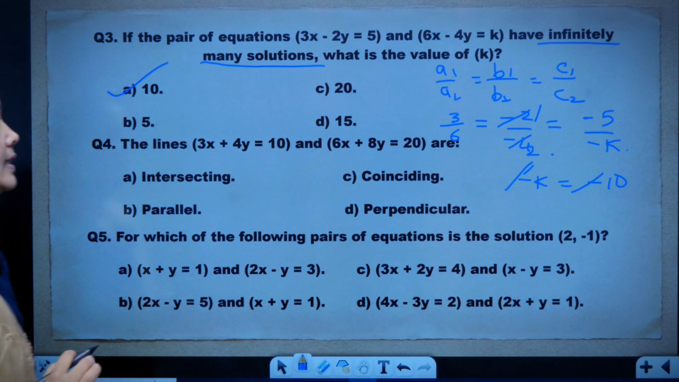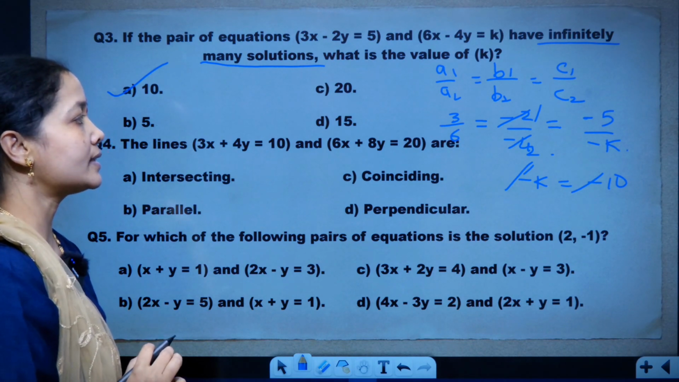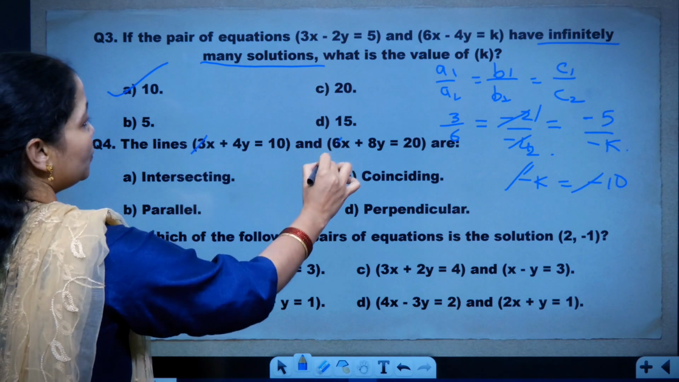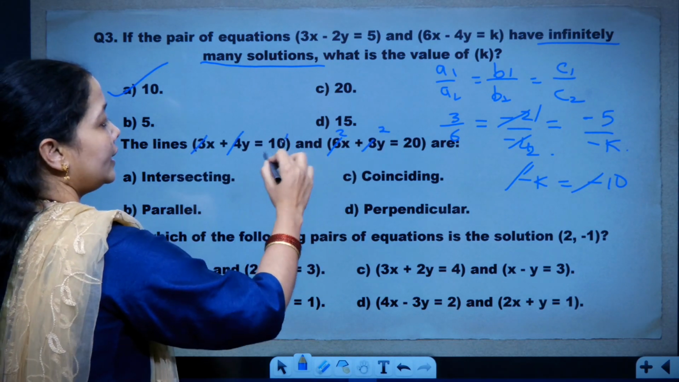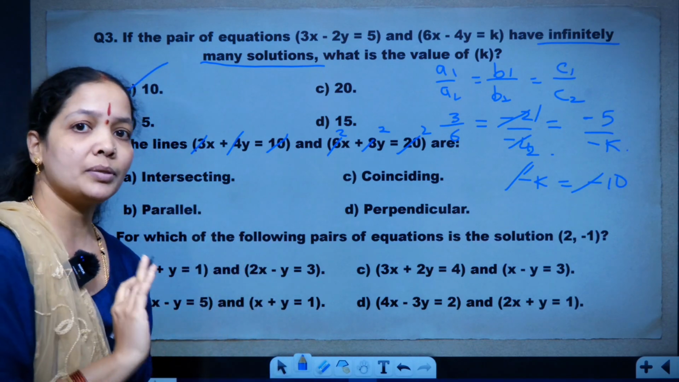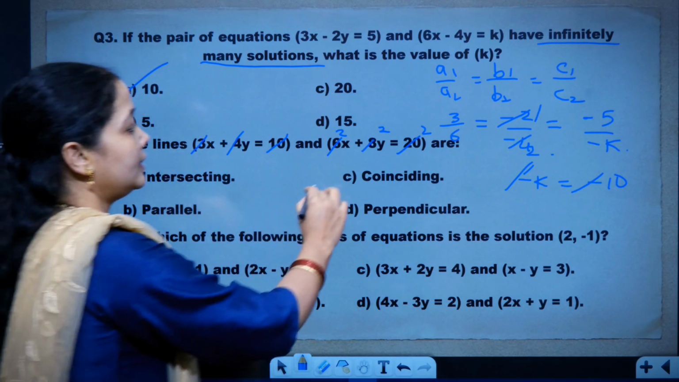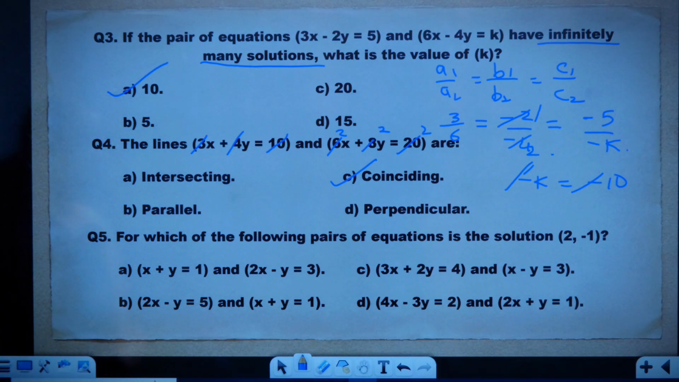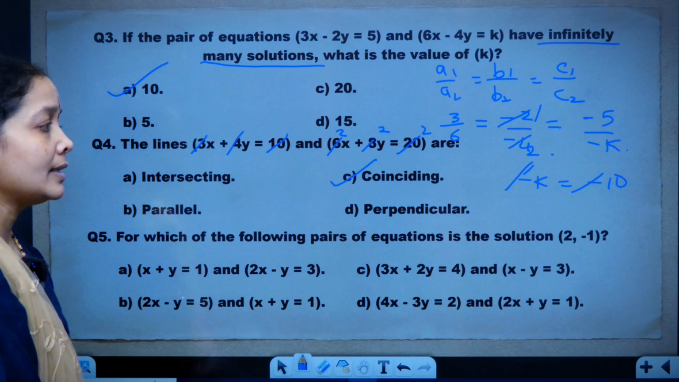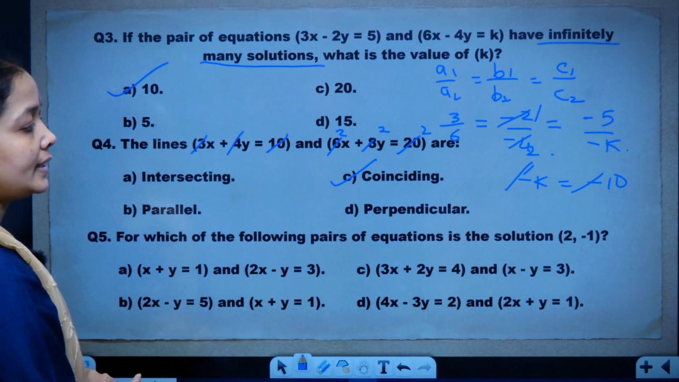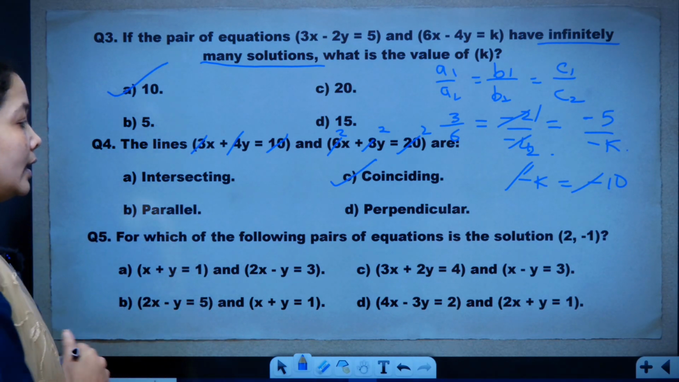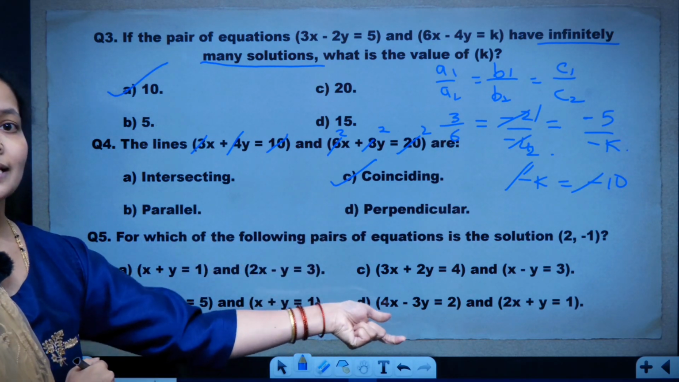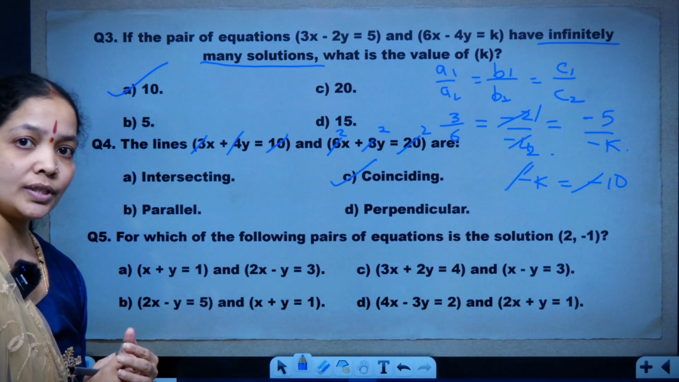In the fourth question, are the lines 3x plus 4y equal to 10 and 6x plus 8y equal to 20 coincident or what? This is 3 by 6, 4 by 8, 10 by 20, so a1 by a2, b1 by b2, c1 by c2 are equal to each other. The lines will be coinciding and they have infinitely many solutions. In the fifth question, for which of the following pairs of equations is 2 and negative 1 a solution? They are asking us to find the equations that match the given solution of x and y as 2 and negative 1.